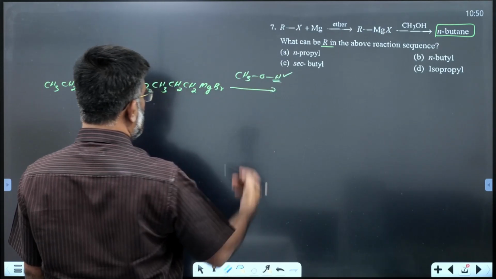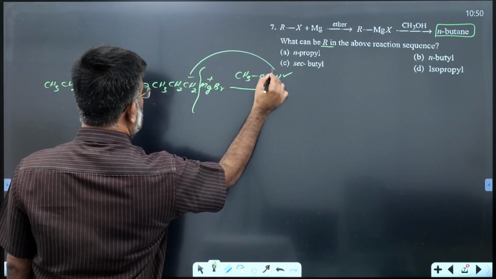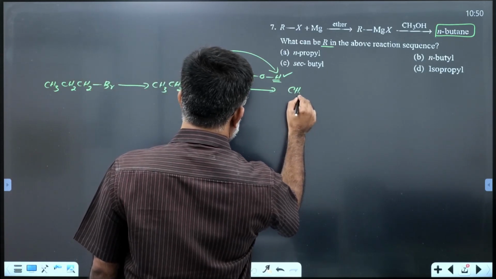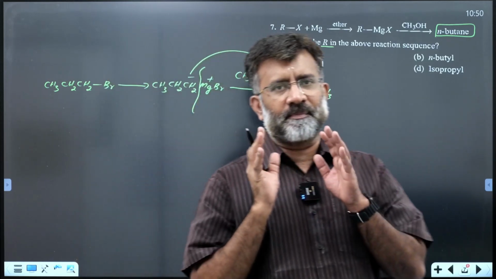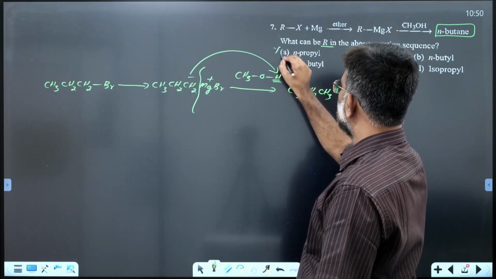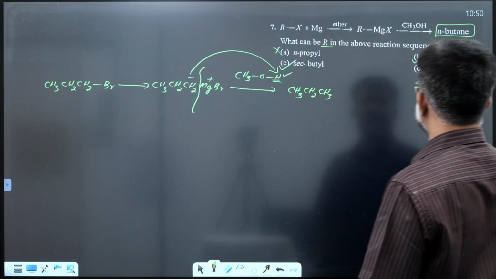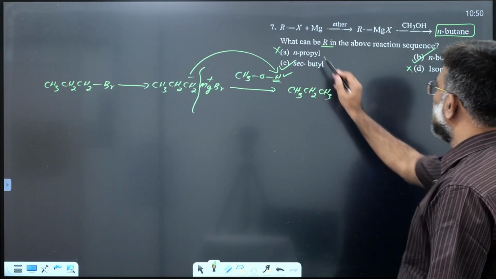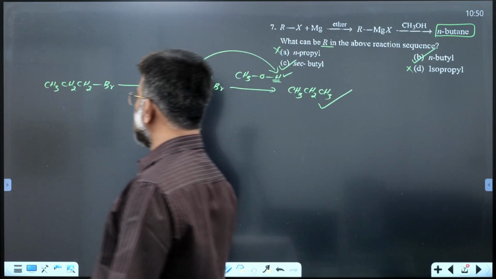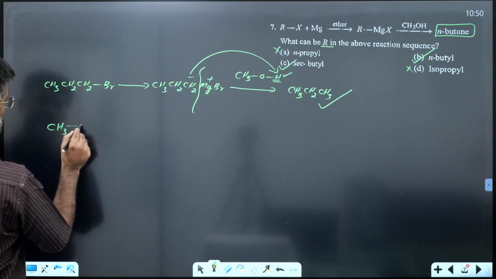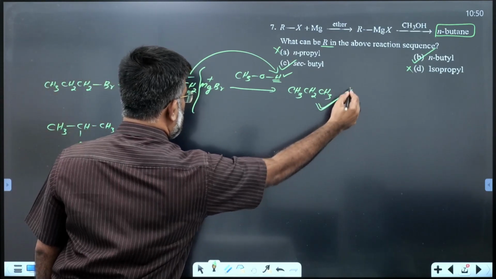This is having acidic hydrogen and the Grignard is sensitive to that. So what happens is, this carbanion will be interacting with the hydrogen. You get propane. So if you take option A, you get propane. That is not the answer. Option B is n-butyl, option C secondary butyl, and option D isopropyl. A and D will give you propane, whether you take normal propyl halide or isopropyl bromide. The result will be the same, propane.